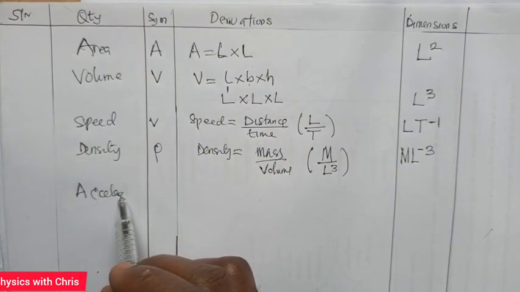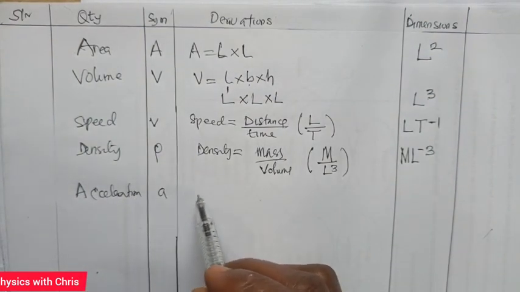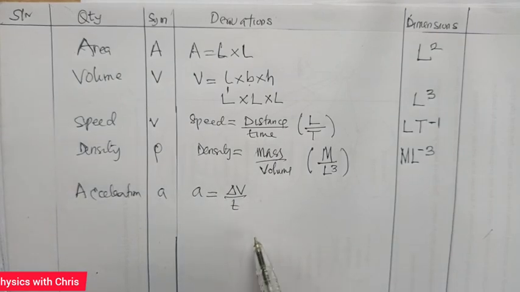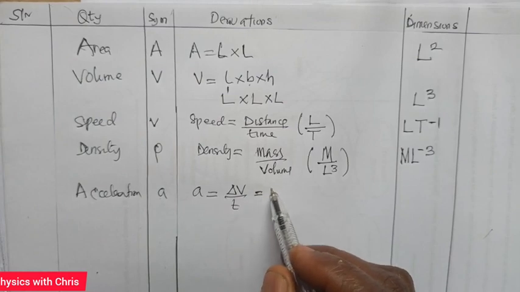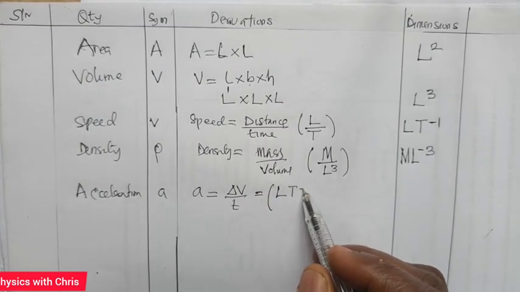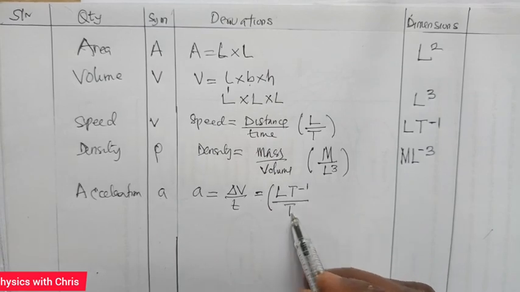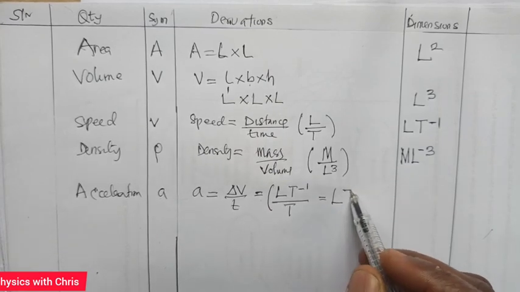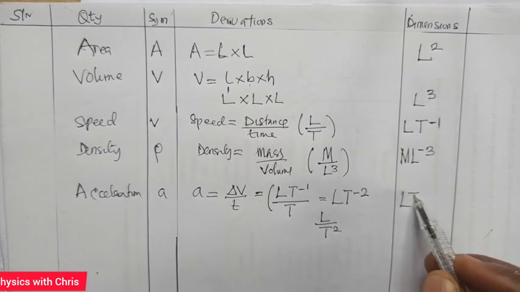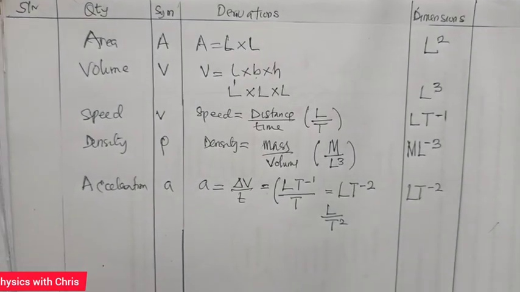Okay, so let's move to the dimension of acceleration. Acceleration is defined as the velocity change of a body over the time taken for the change. Now the dimension of velocity, which is the same thing as speed, is LT raised to power minus 1, divided by T. That will give me LT raised to power minus 2, or we can write it as L over T raised to power 2. This gives the dimension of acceleration.